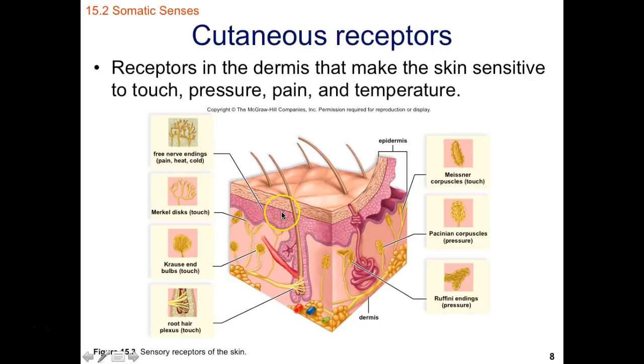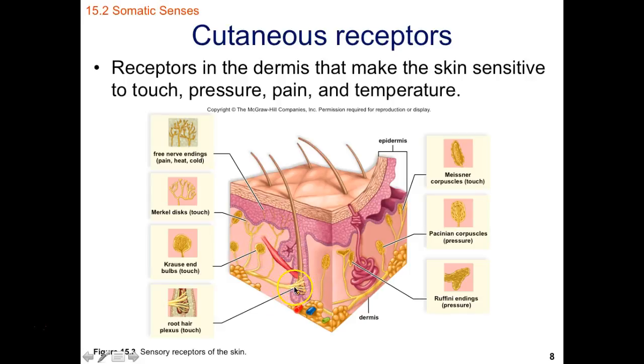So we have our free nerve endings within the skin. Most of these are going to be nociceptors or pain receptors, and they also include those thermoreceptors that sense temperature, so if something is hot or cold. Below this epidermis, we have our Merkel discs. These are actually connected to cells that lie in the very last layer of our epidermis and will give us a sense of light pressure or light touch. We have our Krause end bulbs. This is going to help us with our sense of touch as well.